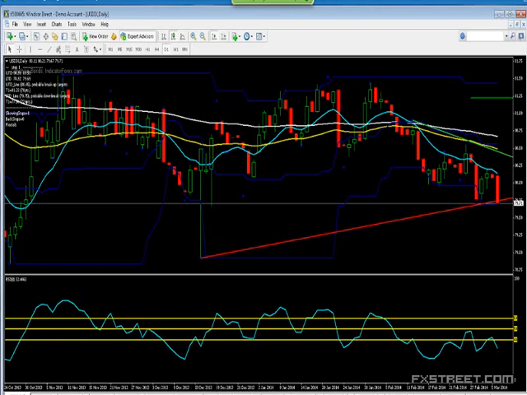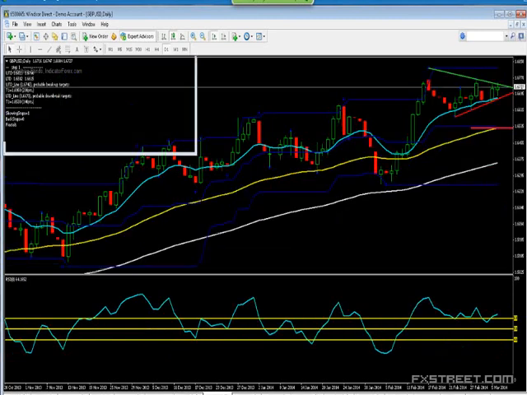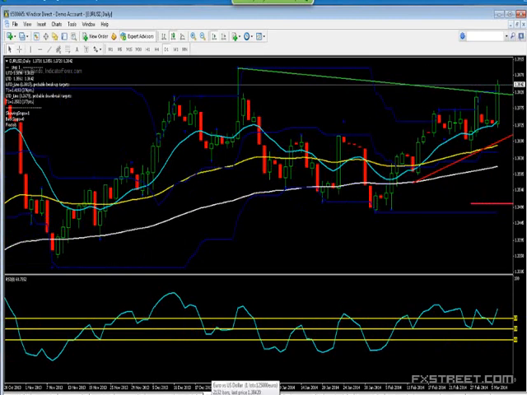Let's get into some of the pairs here. Make sure I stay within my allotted time. Because I've done the dollar index, we've looked at that, spent a few minutes. Euro US, guys. Let's look closer at this.